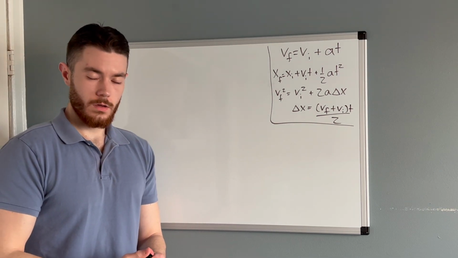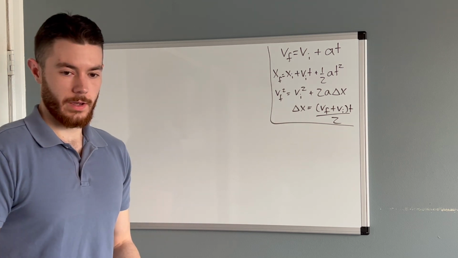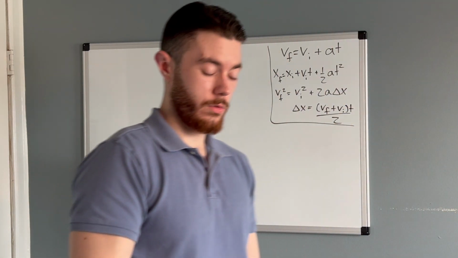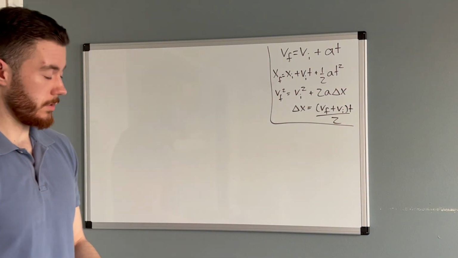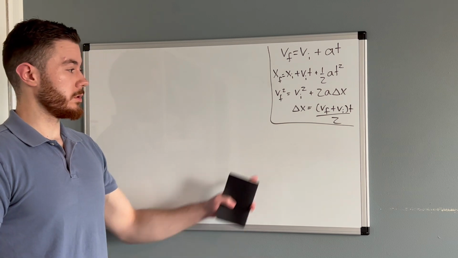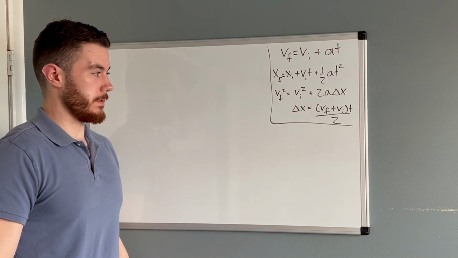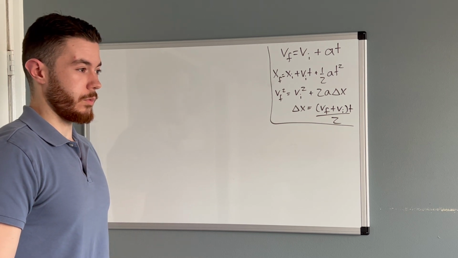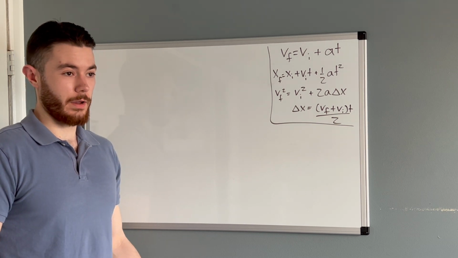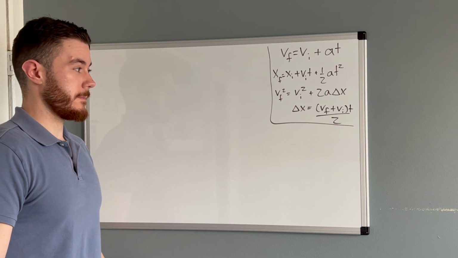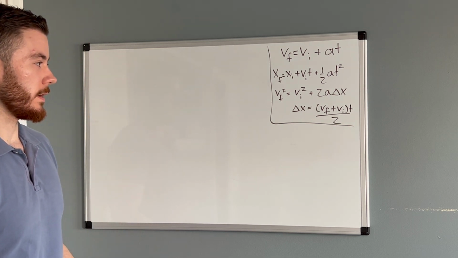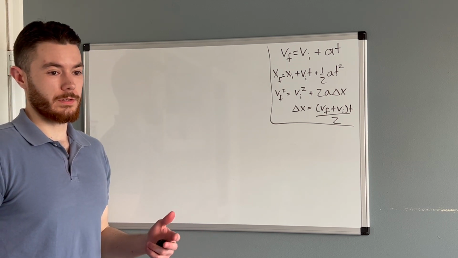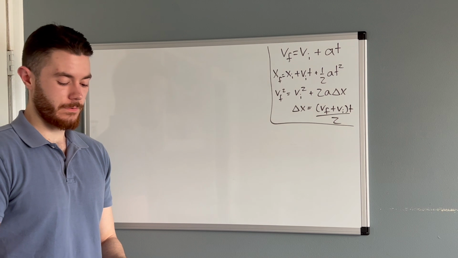Hi everyone. Today we're going to be taking a look at an example kinematics problem. In the last two videos we showed how to derive the four kinematic equations using two different methods, one only algebra and the second using calculus. Today we're going to be solving an actual physics problem using these four equations.